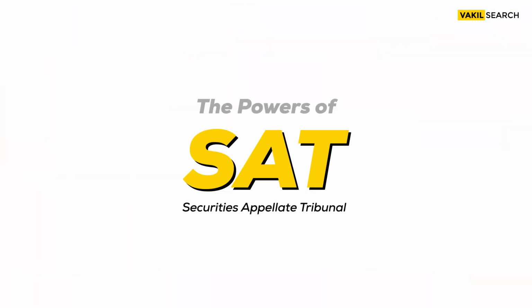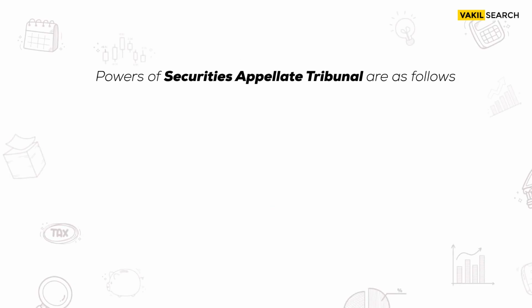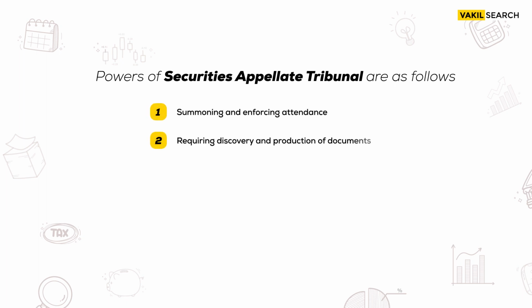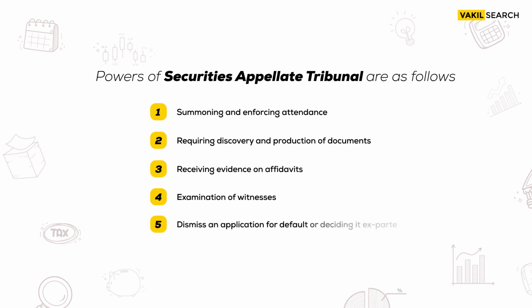Let us take a look at the powers of the Securities Appellate Tribunal, which are very similar to that of a civil court under the Civil Procedure Code. The powers of the Securities Appellate Tribunal are as follows: summoning and enforcing the attendance of any person, requiring the discovery and production of documents, receiving evidence on affidavits, examination of witnesses, dismissing an application for default or deciding it ex parte in the absence of any one of the parties.